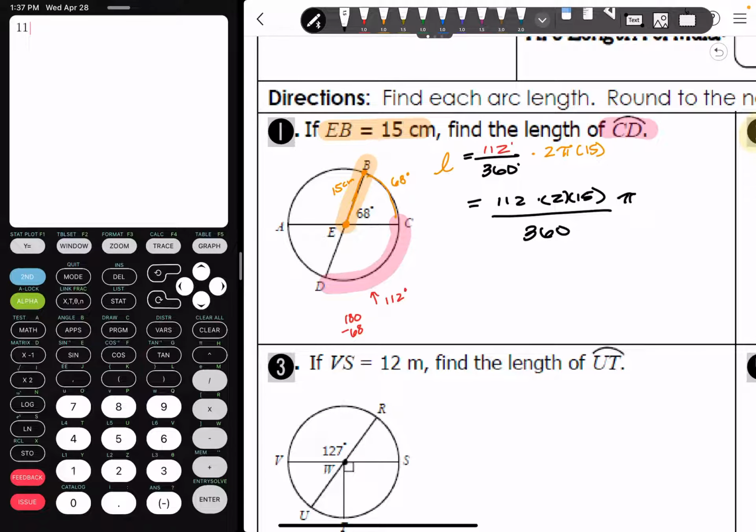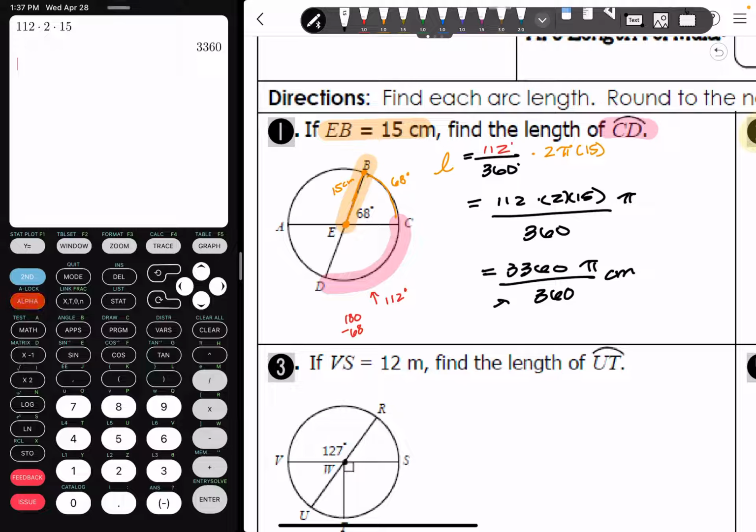So we're going to do 112 times 2 times 15. And that gets us 3360 pi all over 360. And that's going to be in centimeters because we're working with a length. So PAV 1, 2, 3, that's where this comes in. So I know this can simplify because I can tell by looking at the number they both end in zeros.